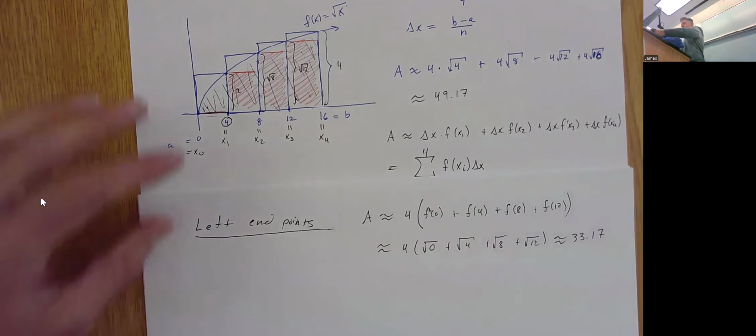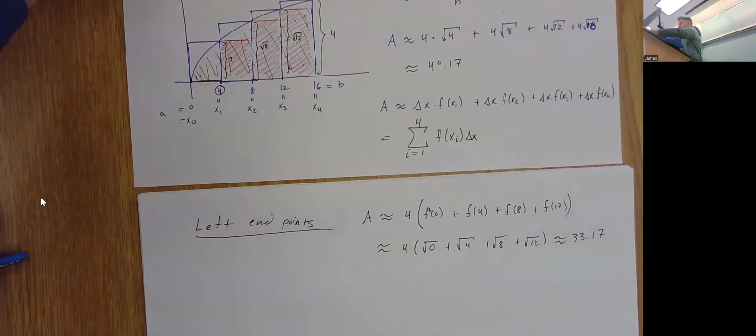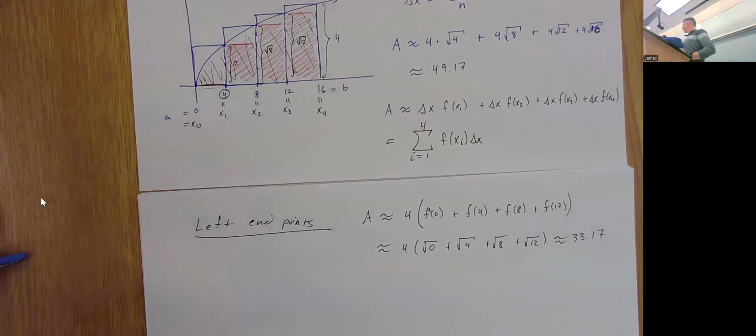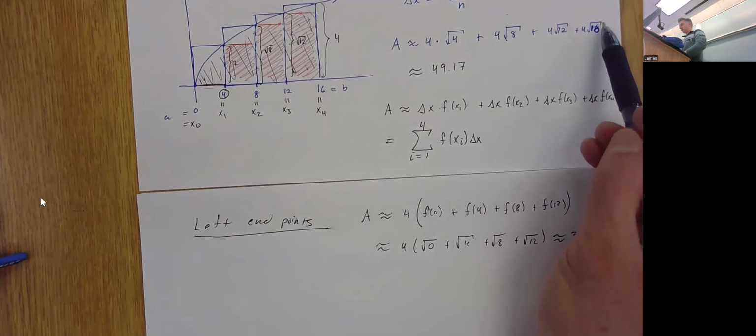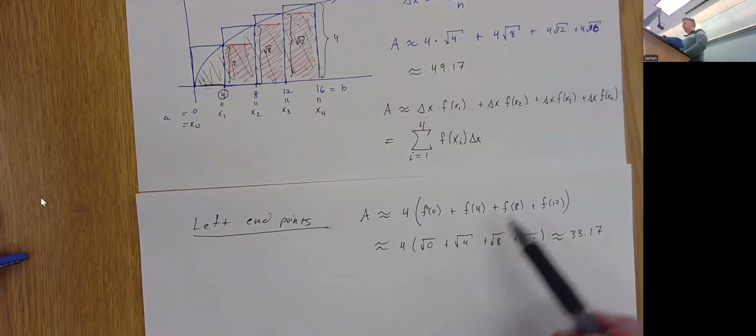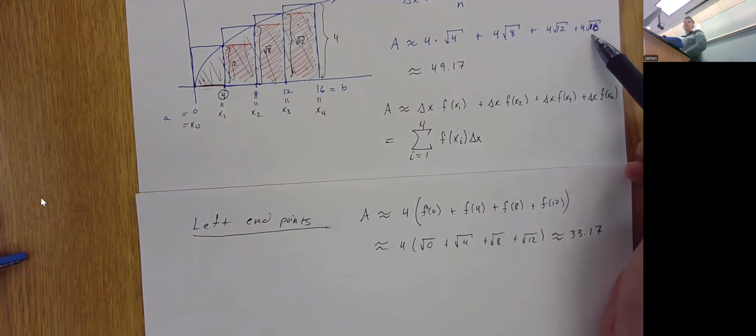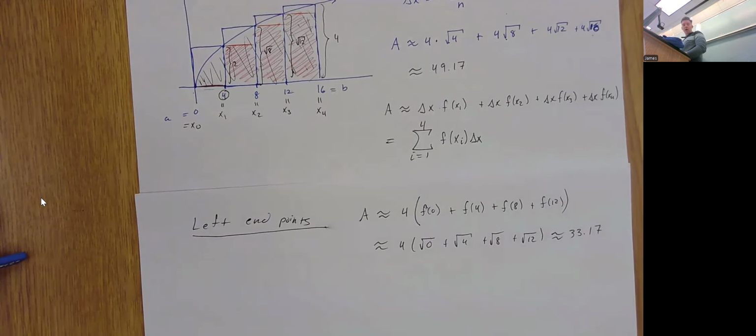So clearly a pretty wide gap between our overestimate of 49.17 and our underestimate of 33.17. In fact, a gap of exactly what, 16? That seems like, oh yeah, a gap of 16, 4 times 4. Because right here, the only difference really was this term versus this term, and that term is exactly 16 large. So yeah, a gap of 16.